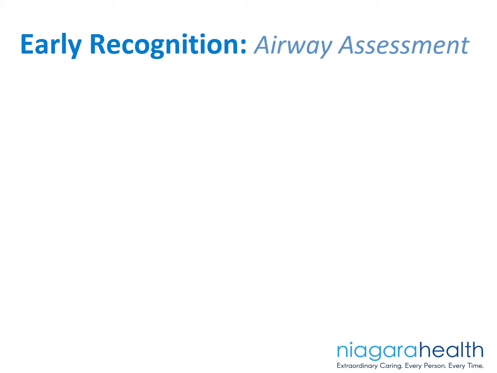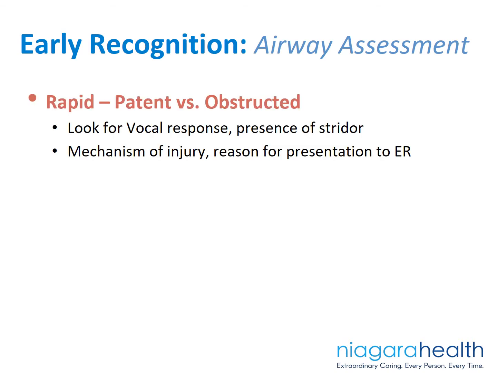So let's talk about some of those airway assessment things. First and foremost, a very rapid one. The first question you should ask yourself is, is the airway patent or is it obstructed? You can figure this out by looking for key vocal responses. Are they able to talk to you? If they're able to speak to you, their airway is patent and non-obstructed. If there's presence of stridor, that signals that there may be a problem at the level of the vocal cords.